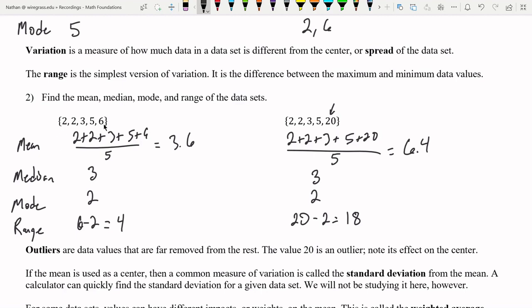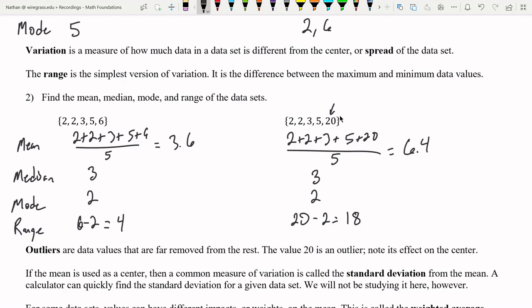This one doesn't really have an outlier. 2, 2, 3, 5, and 6, those all seem fairly closely clumped together. And you can see that because the range is so small when you compare it to the data values. And the range here is so much larger, so that makes sense why there's an outlier there.